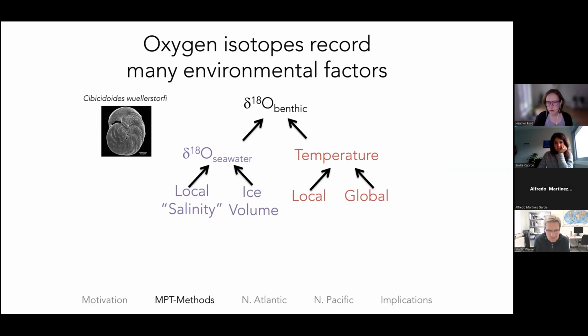And similarly for the delta 18O seawater, what is sort of the local salinity, for lack of a better way of describing it, signal, and what is the ice volume signal? Are we in a glacial, or are we in an interglacial?